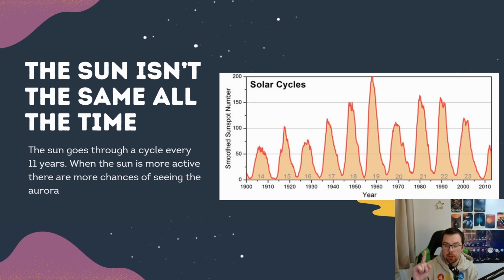So I should add as well, solar maximum is when it's really easy to see it, and solar minimum is when it's really hard to see the northern lights. So in about 5 years' time, there'll be almost no aurora, and it'll come back again in about 11 years' time. So it's kind of up and down.